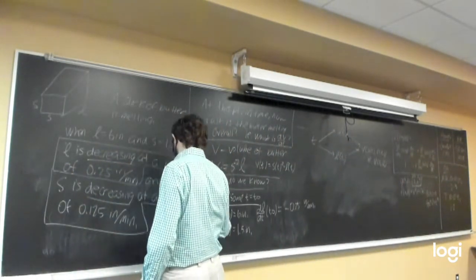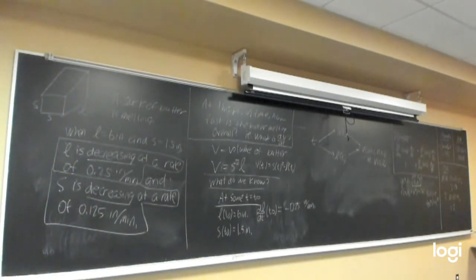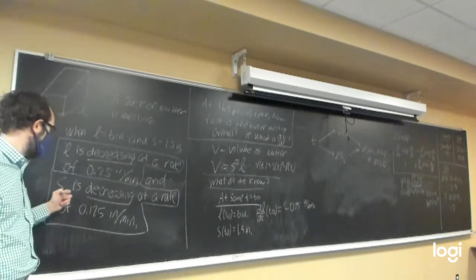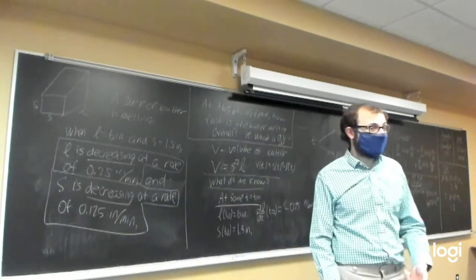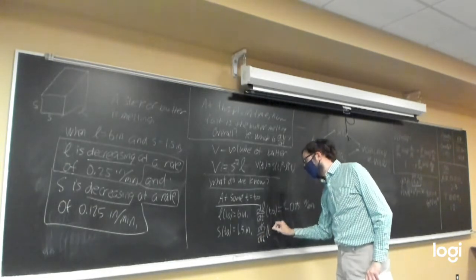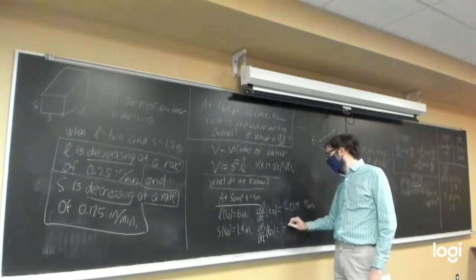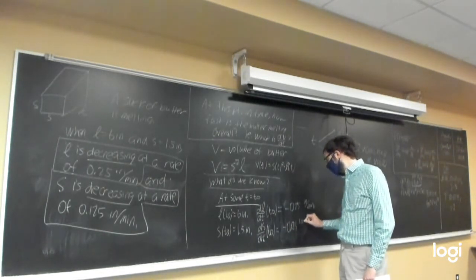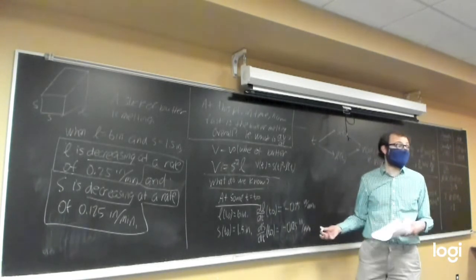How can we say something similar and write down this last bit of information using a formula like we did? Whit, do you have any ideas on how we could take the fact that S is decreasing at a rate of 0.125 inches per minute and write it out? Yeah, dS/dt at t naught is going to be equal to negative 0.125 inches per minute. Yep. Negative again because we said that S is decreasing at that rate rather than increasing.